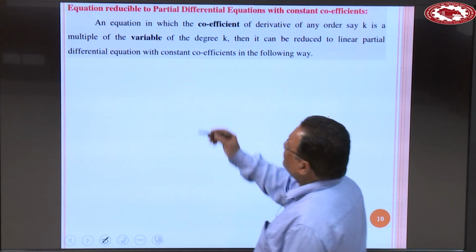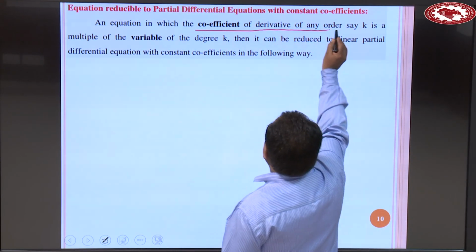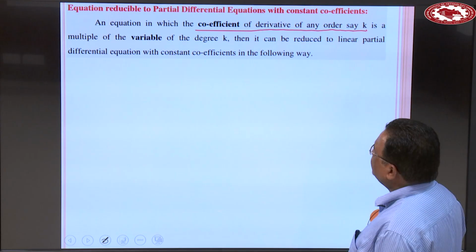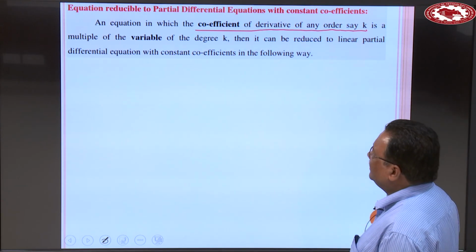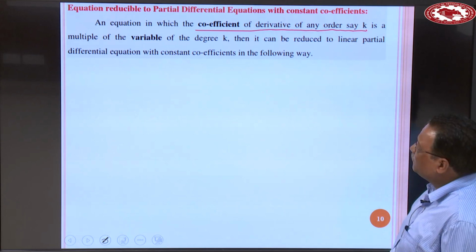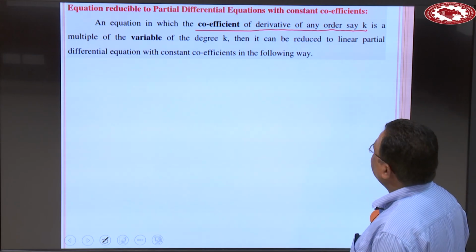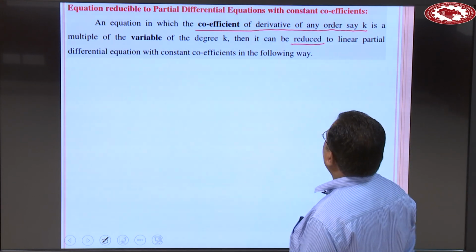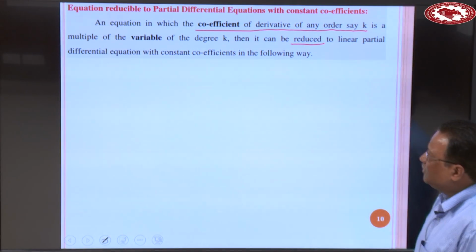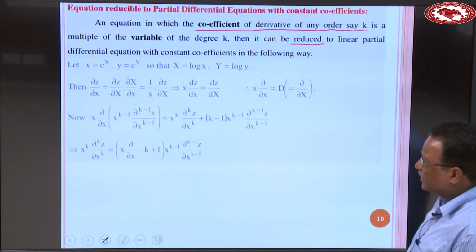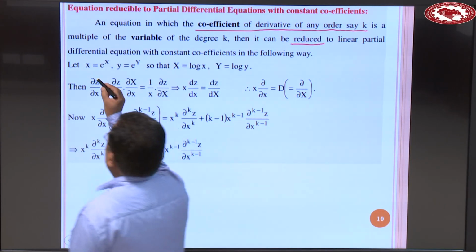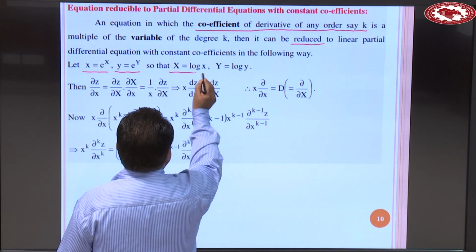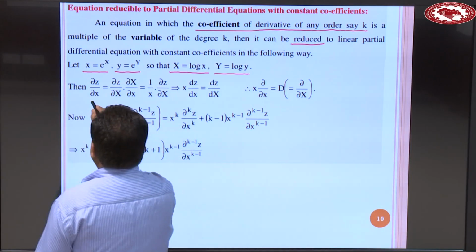Okay. So an equation in which the coefficient of the derivatives of any order, say k, is a multiple of the variable of degree k, can be reduced to a linear partial differential equation with constant coefficients in the following way. So in that type of problems, put x is equal to e raised to power capital X, y is equal to e raised to power capital Y, so that capital X is log x, capital Y is log y, and then calculate curly z over curly x.